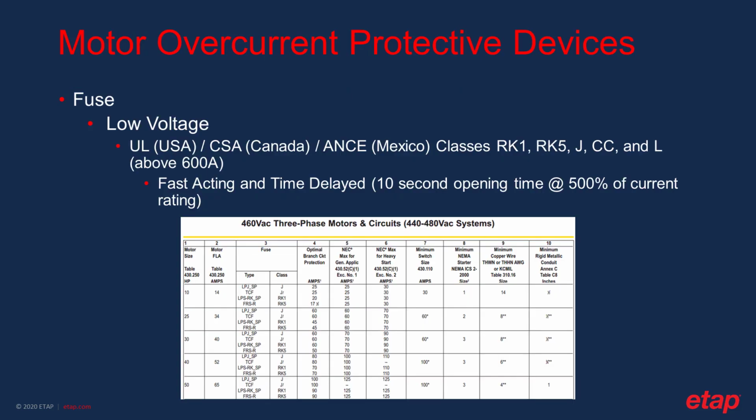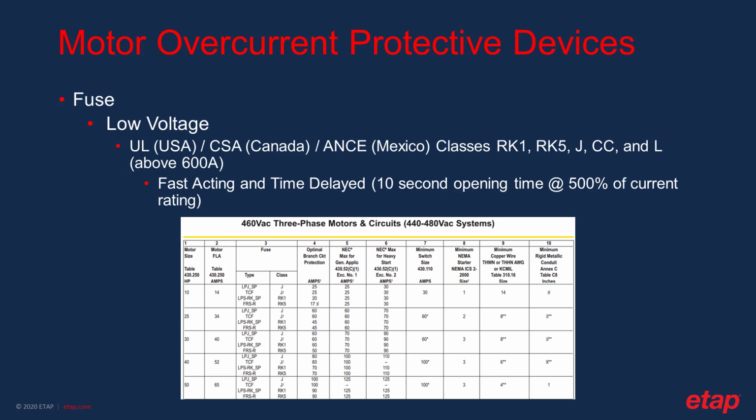Fuses and the classes of the fuse. In the UL or CSA or ANSI or Mexico classes, the typical fuse classes which are used for motor protection are RK1, RK5, which are current limiting fuses. Most typical type of the fuse which is used for the motor protection is the J type. You can also use CC and L. The L type is typically for large size of the motors or currents above 600 amps.